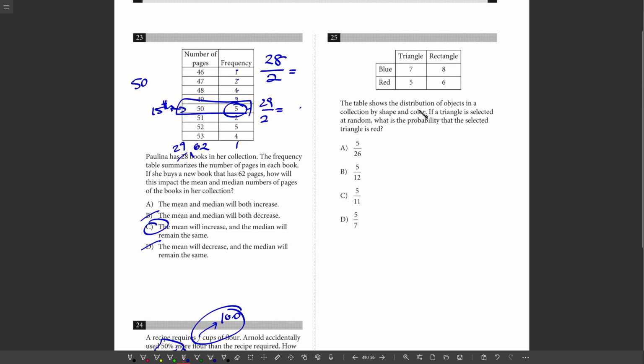25, the table shows the distribution of objects in a collection by shape and color. If a triangle is selected, so we're picking one of these, so don't put it over all, how many objects? So there are 26 objects. I'm picking out of the triangles. What's the probability that it's red? So it's going to be 5 out of the triangles, which is 12. So we get choice B.